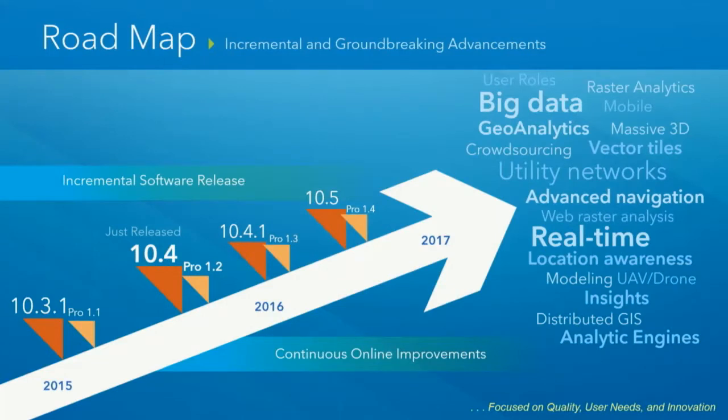As far as our roadmap for this coming year, we just released 10.4 and Pro 1.2 just at the start of the year. Around the user conference, you will have Pro 1.3 with 10.4.1 shortly before that. And towards the end of the year, we'll release 10.5 and Pro 1.4 with these enhancements that I talked about and that you'll see today.